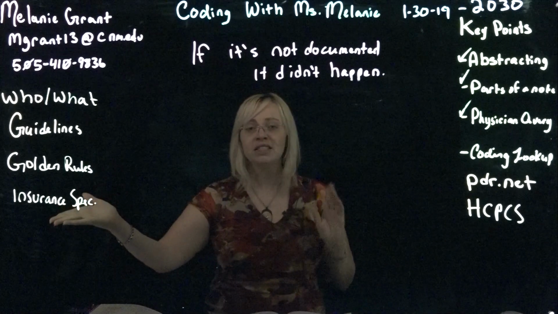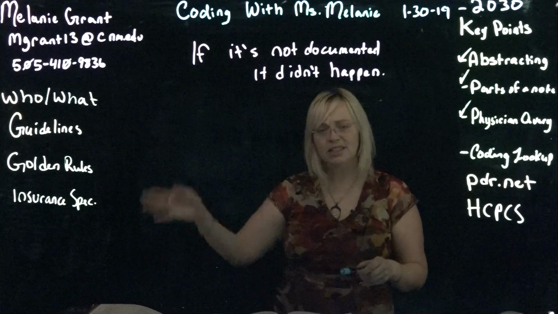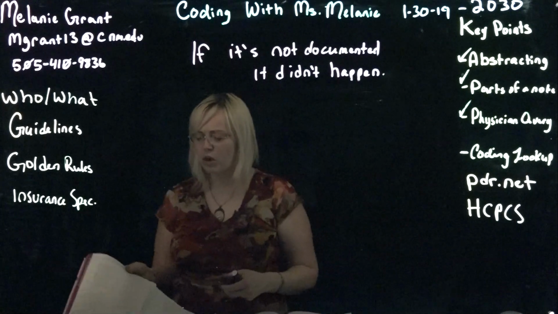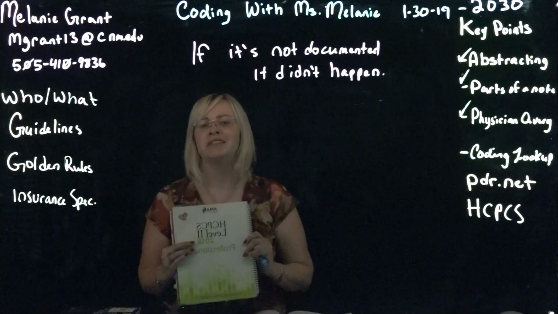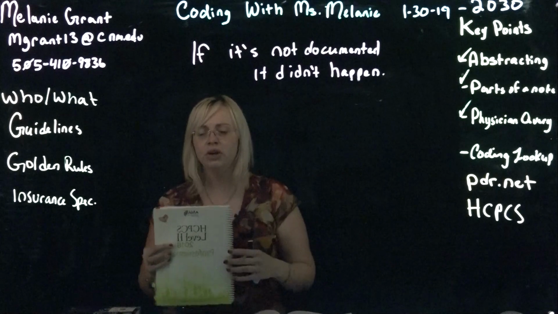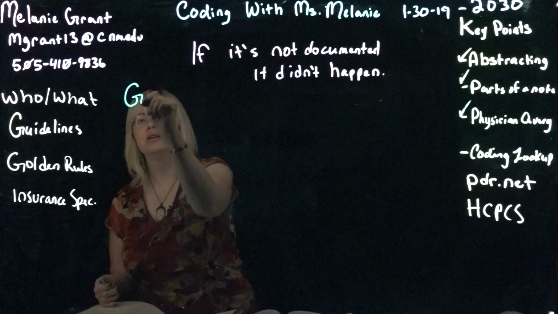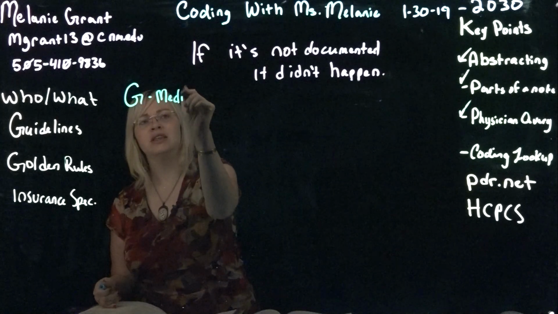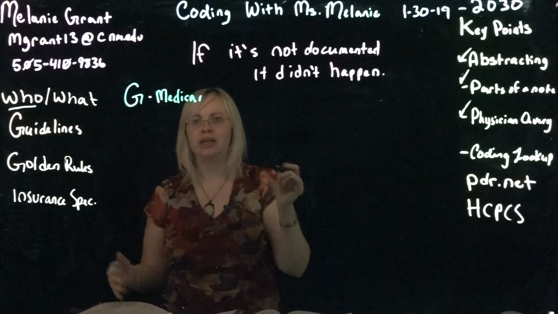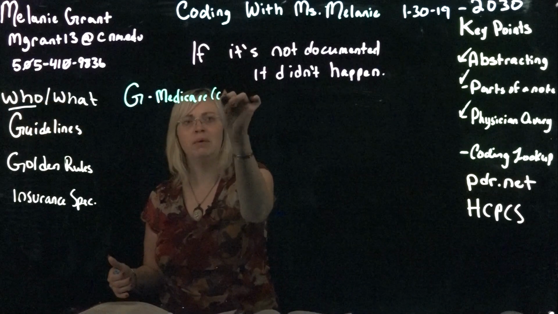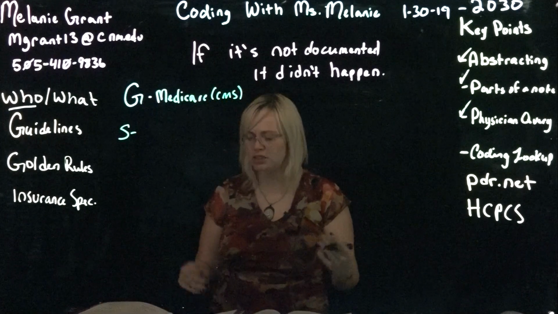That brings us to our last key point before we start coding, which is insurance specifics. And this will actually take us into our next part of this segment. With your HCPCS manual, you'll notice there's a couple of codes in here that are very specific to insurance. So if it's G codes, these are specific to Medicare services and Medicare payers. So one of your questions is, who am I billing for? What am I doing? And why are we doing it? So Medicare or CMS.